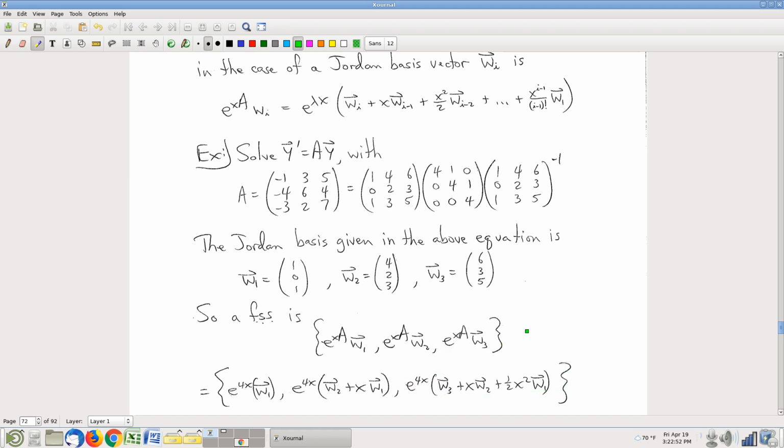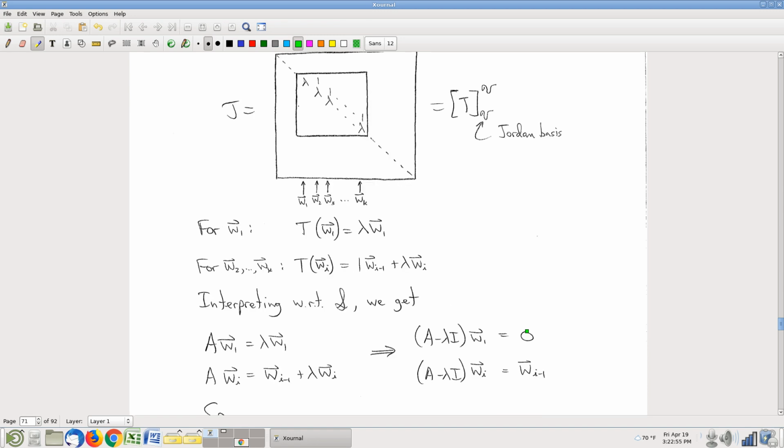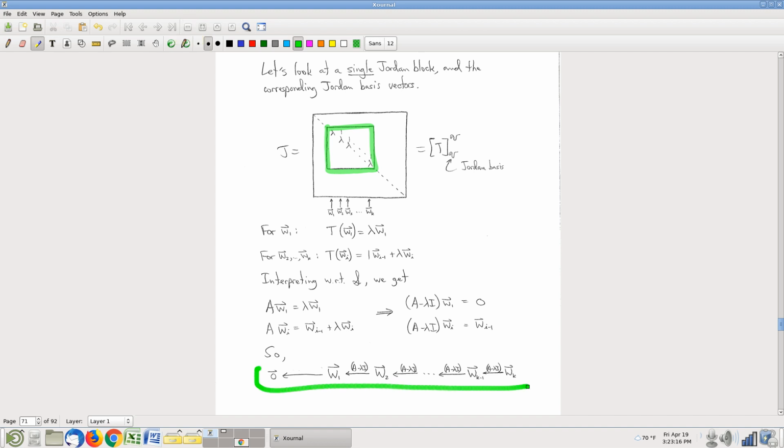So, a quick reminder. Where did all that come from? Ultimately, that all came from understanding what this A minus lambda I matrix does to Jordan basis vectors. Looking at the matrix J, looking at a single Jordan block, we were able to conclude the following. What A minus lambda I does to Jordan basis vectors is a real simple pattern. It turns a Jordan basis vector into the previous Jordan basis vector, unless you're talking about an eigenvector, in which case A minus lambda I sends it to 0.